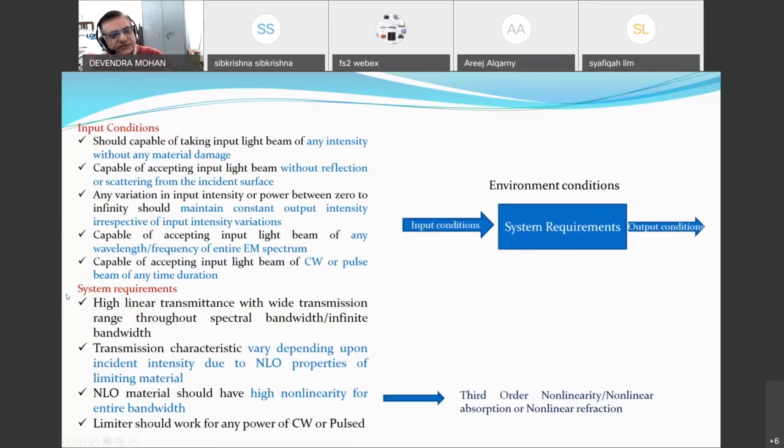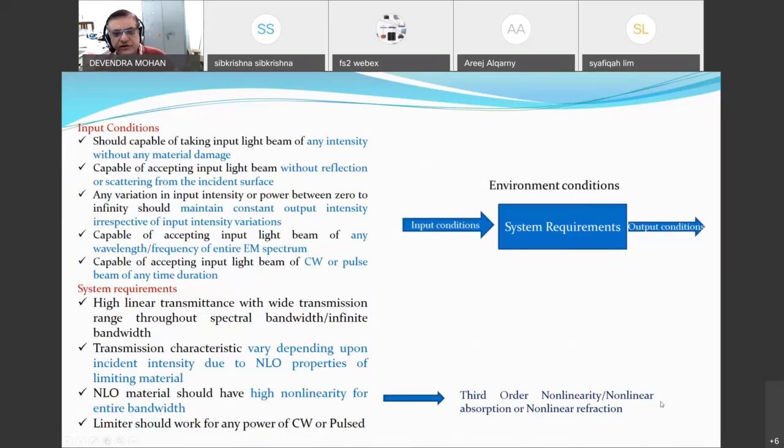And if we go for the system requirements: high linear transmittance with wide transmission range throughout the spectral bandwidth, and transmission characteristics. We know that these vary depending upon the incident intensity due to the NLO properties of the limiting material. And the NLO material should have high nonlinearity for the entire bandwidth. So who will decide the high nonlinearity? In the next coming slides, I am coming to this part.